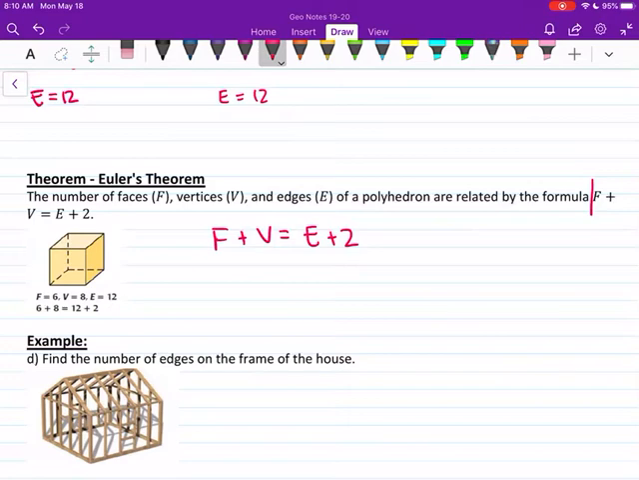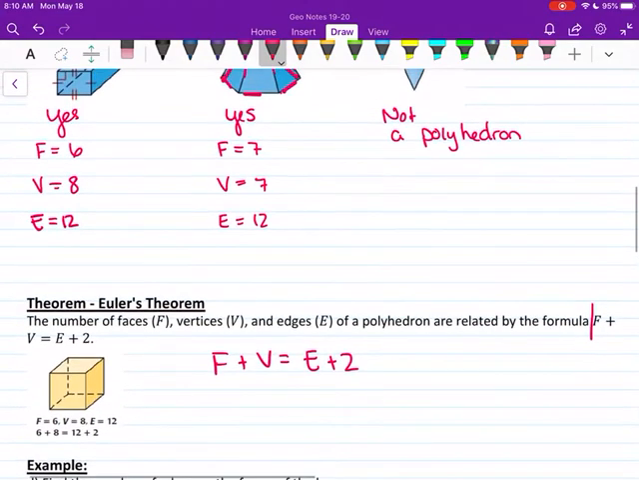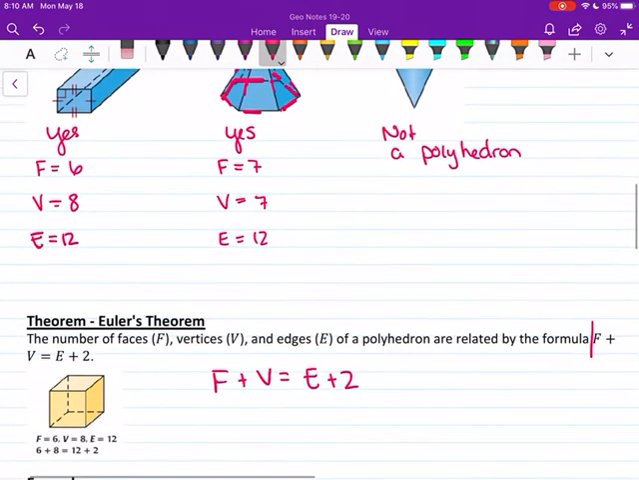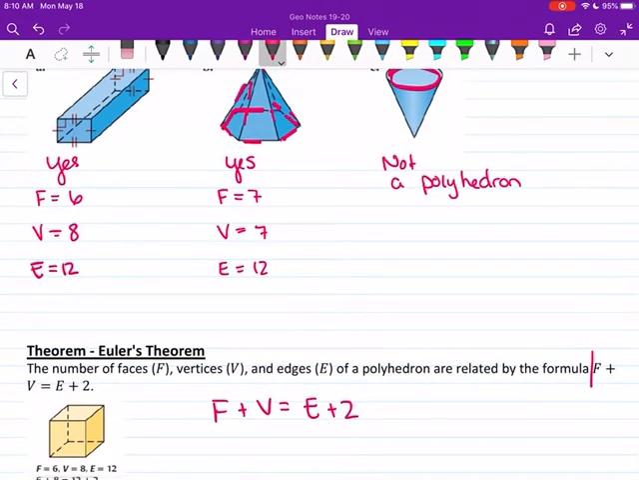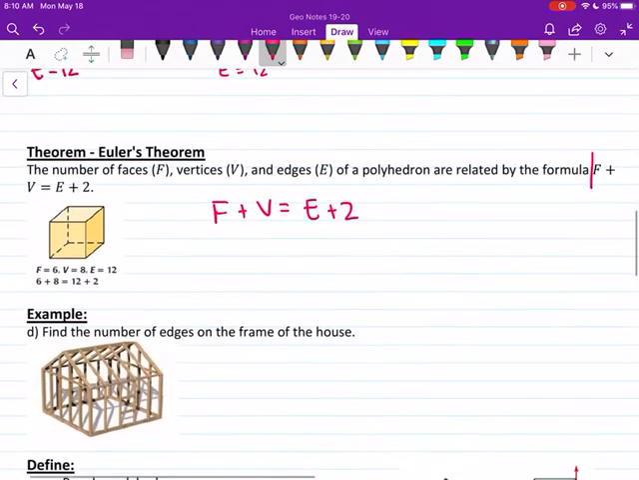And they give us an example of a cube here. There are 6 faces, 8 vertices, and 12 edges. So 6 plus 8 is 14, which is the same as 12 plus 2. And if we look up above, that's the same for our first example. Our second example, 7 plus 7 equals 14, which is the same as 12 plus 2. So fantastic, it works for our 2 examples.